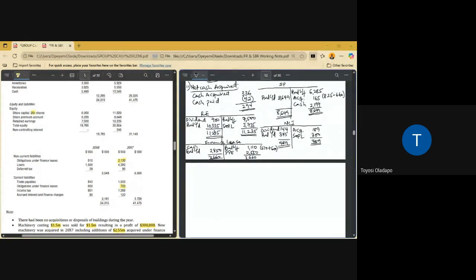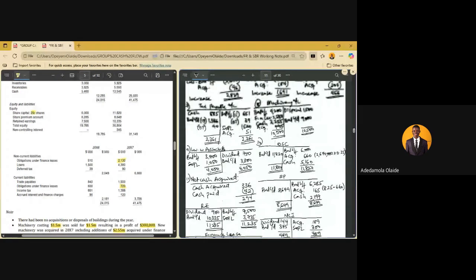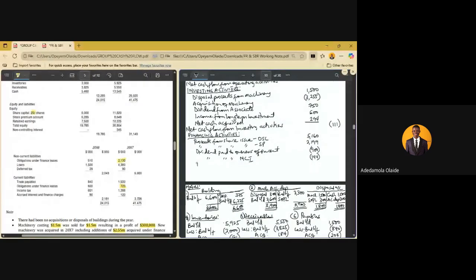Sir, wait, please. How did we get 1110 for balance brought forward? 510 plus 600, the current and the non-current. Are you clear now? Finance lease payments, $810, is an outflow.